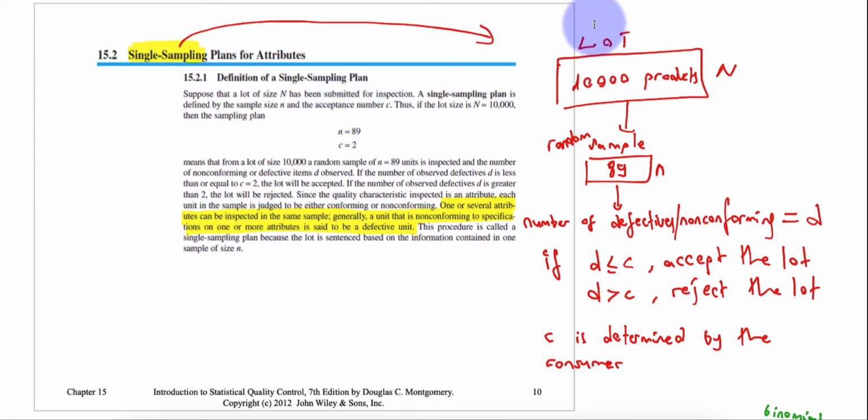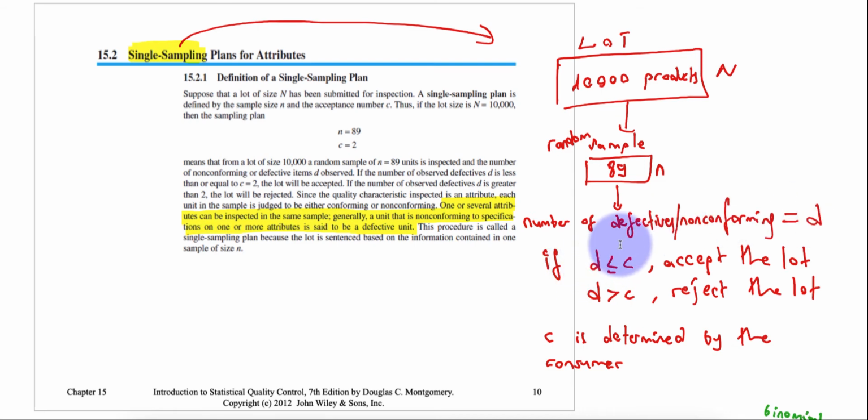Suppose that we have a lot here and it has 10,000 products in it, and the lot can be represented by the capital N, all right? And we are taking a sample, randomly choosing the items in the sample. And in this sample, let's say we have 89 products, okay? And the sample can be represented by the lower n, all right? And after taking this sample, we are going to inspect all of the items in the sample. When we count the number of defectives in the sample, it will be represented by D, all right?